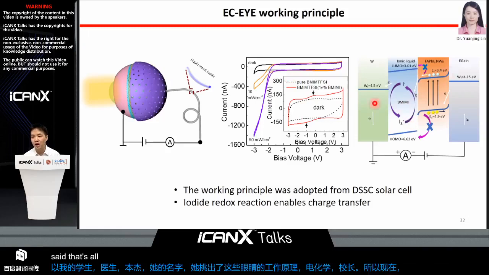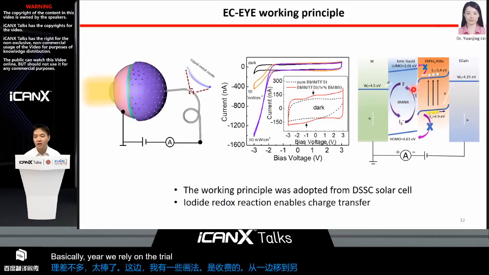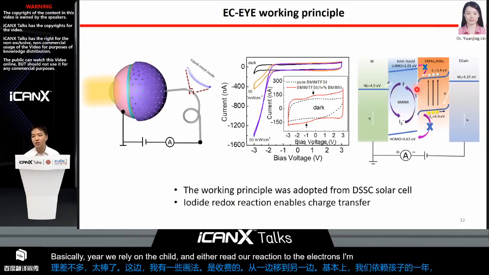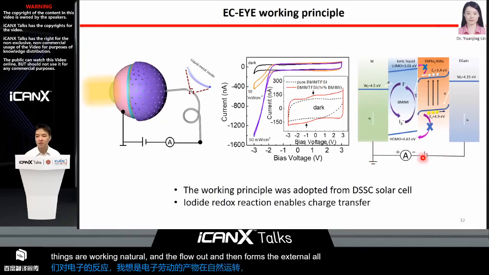Over here I have some drawings that show how the charge moves from one side to the other side. Basically, here we rely on the triiodide and iodide redox reaction to move the photoelectrons from the nanowire-ionic liquid interface to the working electrode and flow out, and then we form the external photocurrent. So this is the working principle in short.